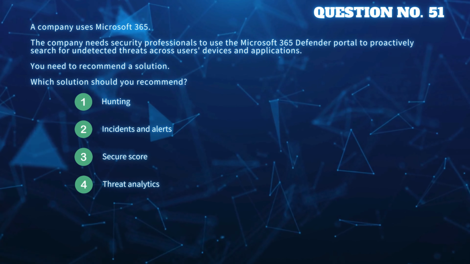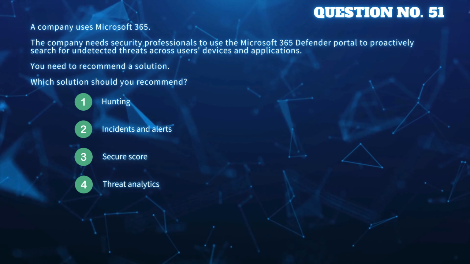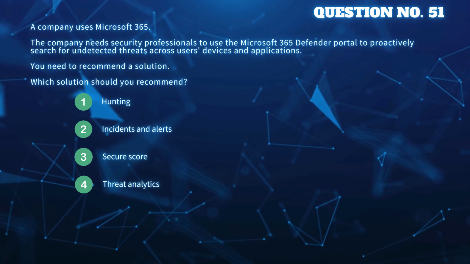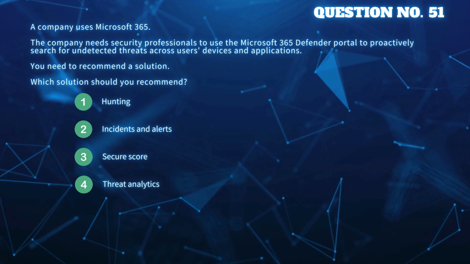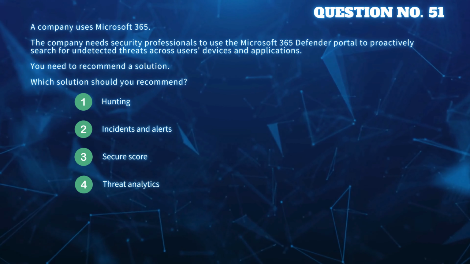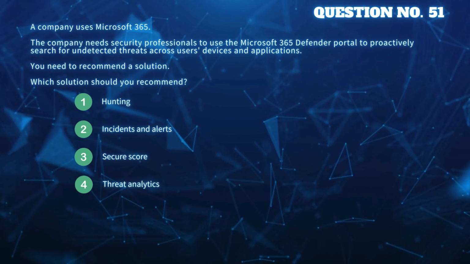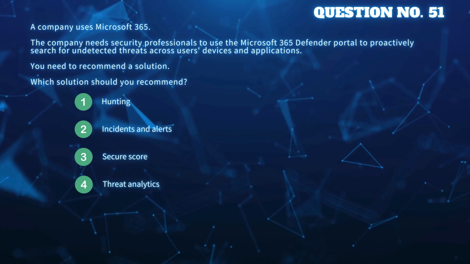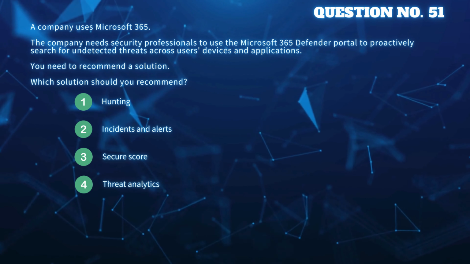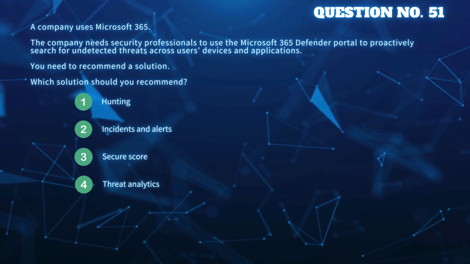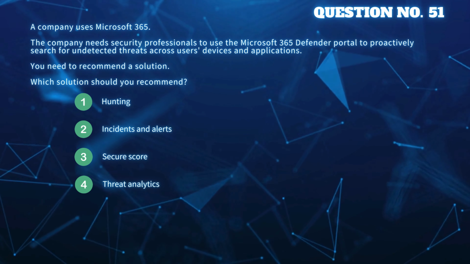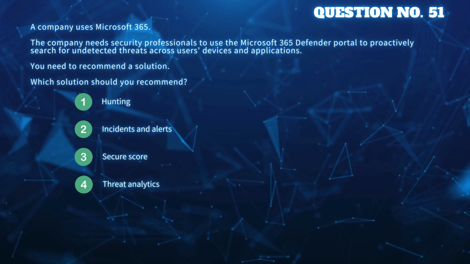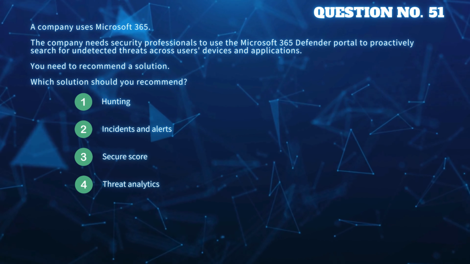Question 51. A company uses Microsoft 365. The company needs security professionals to use the Microsoft 365 Defender portal to proactively search for undetected threats across users' devices and applications. You need to recommend a solution. Which solution should you recommend? Option 1, Hunting. Option 2, Incidents and Alerts. Option 3, Secure Score. Option 4, Threat Analytics.